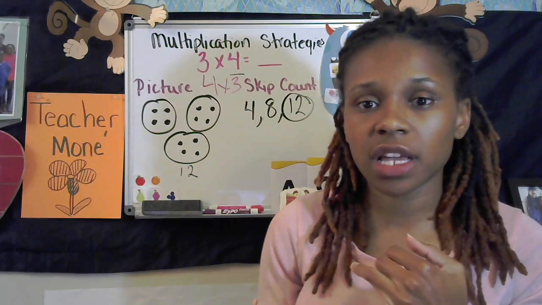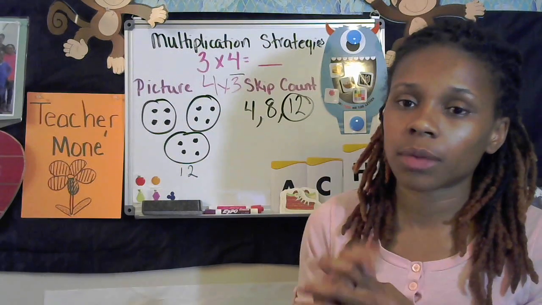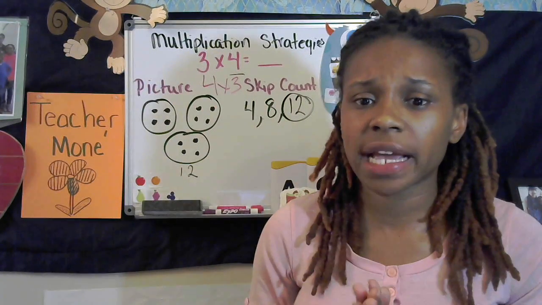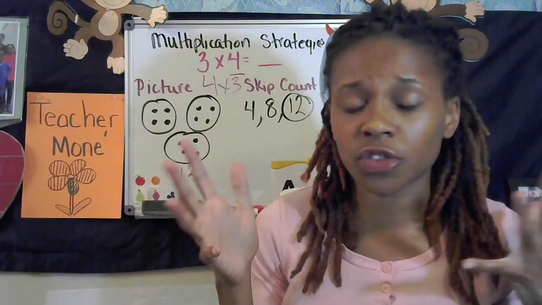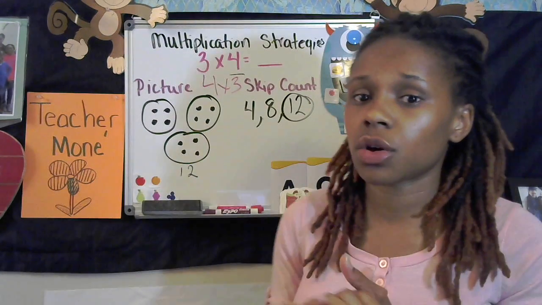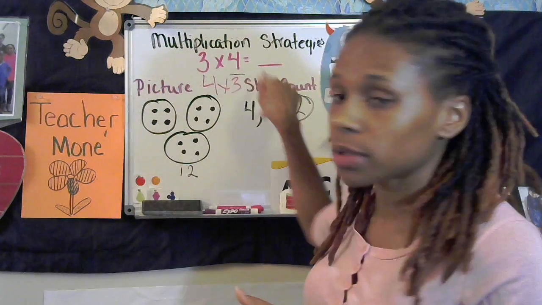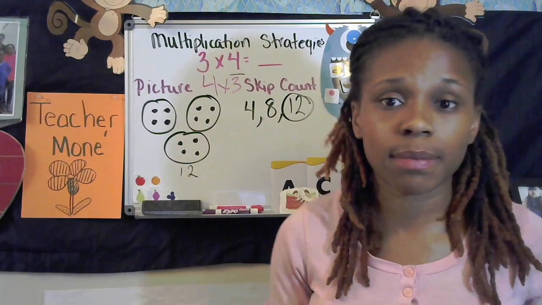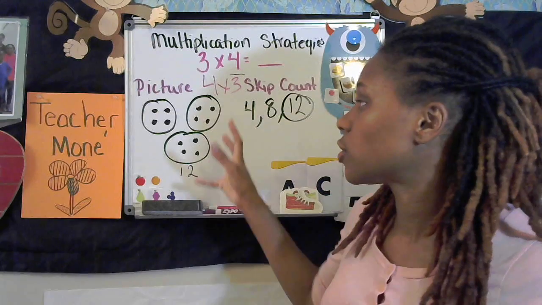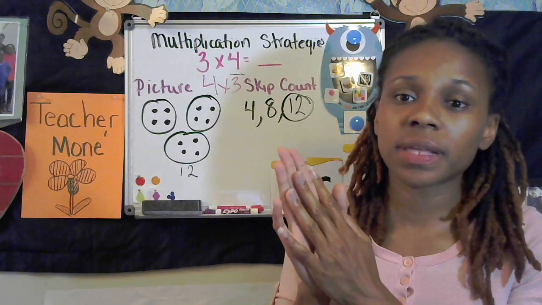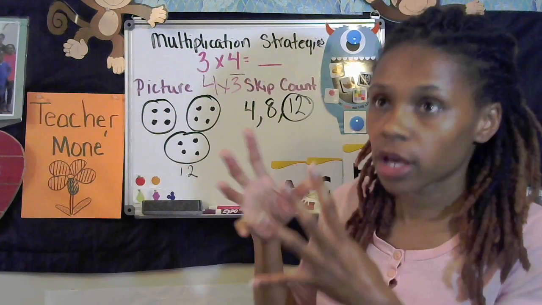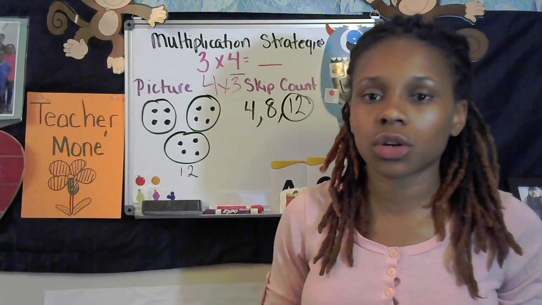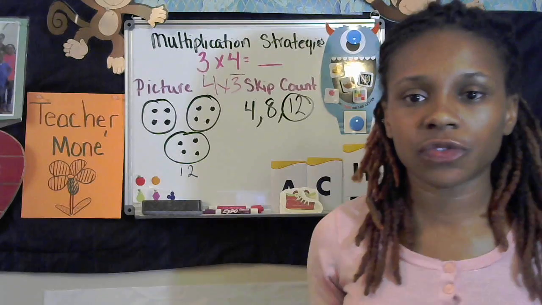So in my next video next week, I'm going to come back with 2 more strategies. There are several different strategies you can use for multiplication, and these exact same strategies work for division as well. So you can make this problem into a division problem as well. 12 divided by 4 equals 3. I have 12 total, and I split it into 3 groups. How many are in each group? 4. So 12 divided by 3 equals 4.